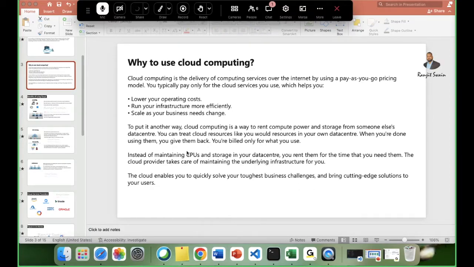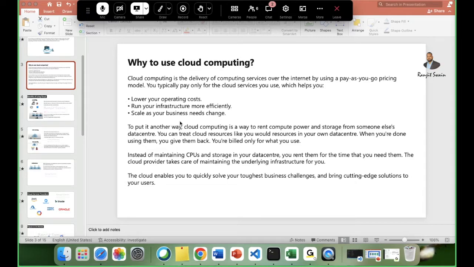Okay. So, what we had done in our last class, we had discussed what exactly the cloud is and why to use cloud computing. We had a lot of discussion on the cloud as well as DevOps in our last class. So, what we'll do today, we'll get more details about cloud.